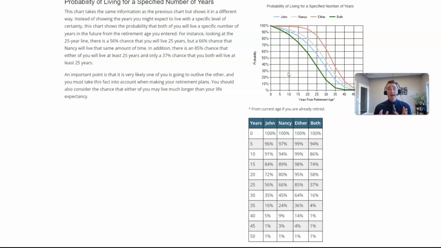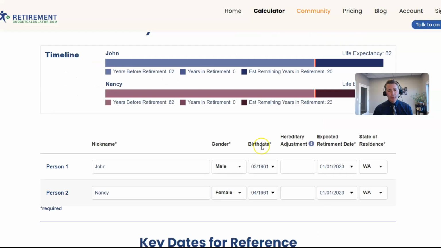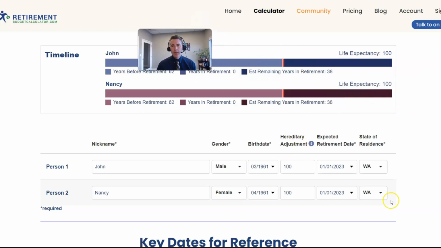So you can use the average life expectancy, which is not going to be quite as accurate. You can use the Society of Actuaries Longevity Illustrator, which is going to give you the probability of one person living a long time. Or you can do like a lot of people do in the retirement budget calculator, and they say, well, let's hope for the best and plan for the worst. The easy thing to do would just be to make a hereditary adjustment, assume that both people will live to age 100, and test the plan to see if your money will last that long.